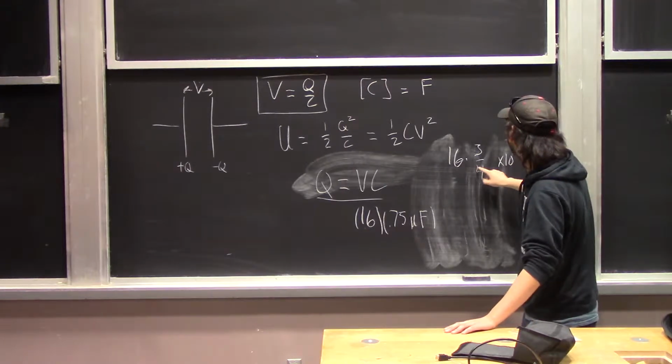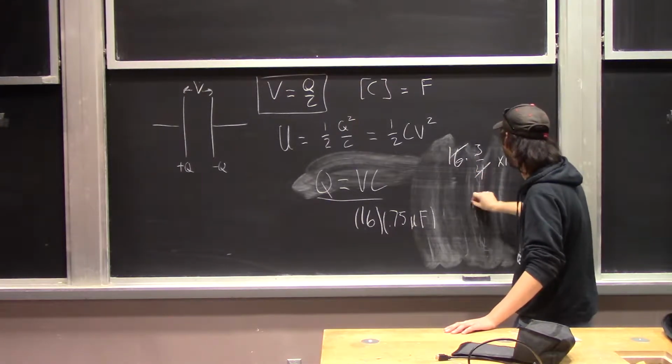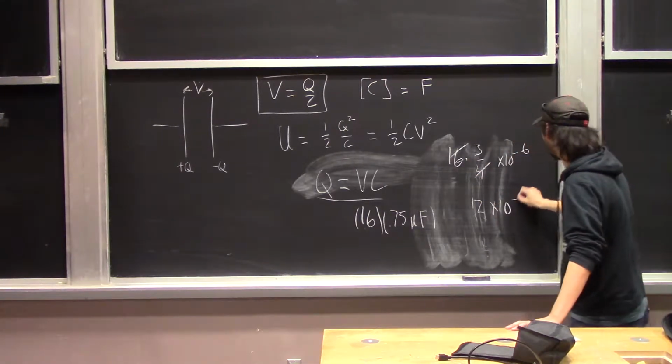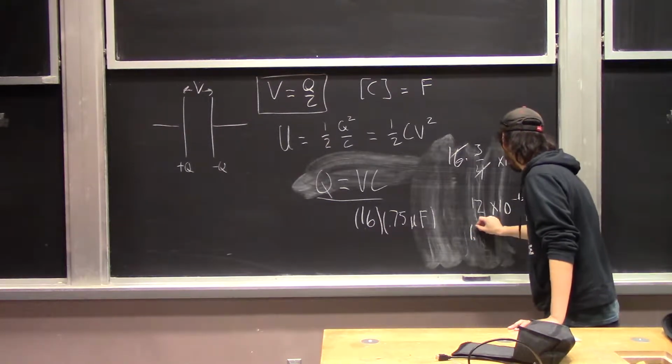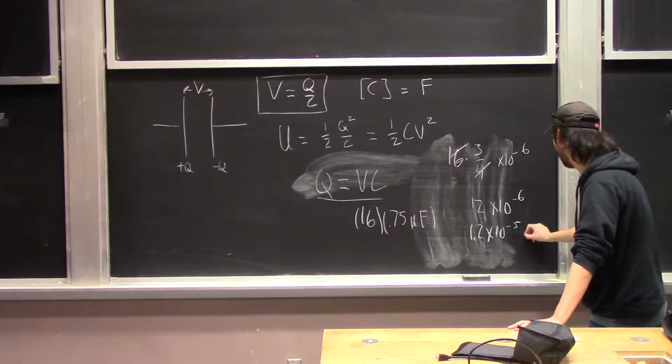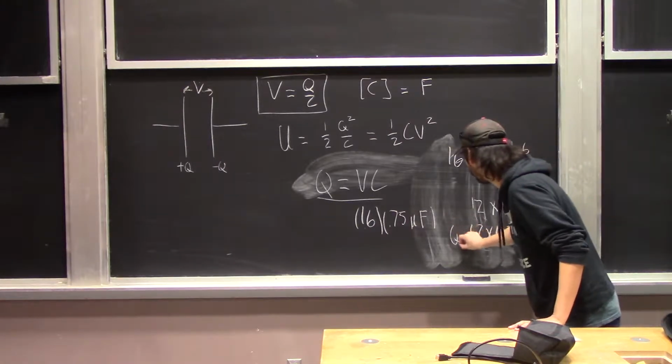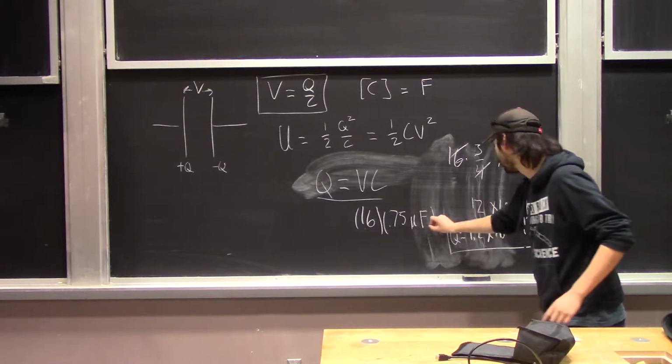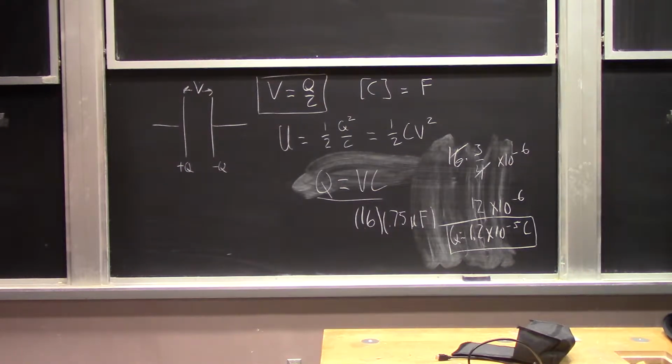So this is going to cancel here. You get 12 times 10 to the -6, or 1.2 times 10 to the -5 coulombs. Q is equal to 12 times 10 to the -5 coulombs. Okay, and then that's the answer. That should be answer choice B. Okay, any questions about that? Nice, easy one to start out with.